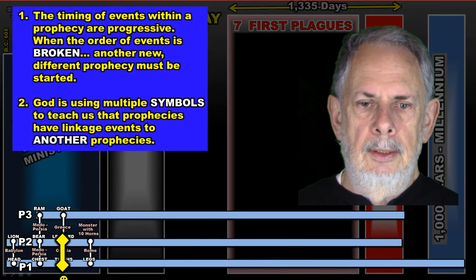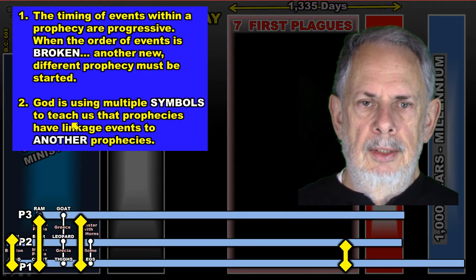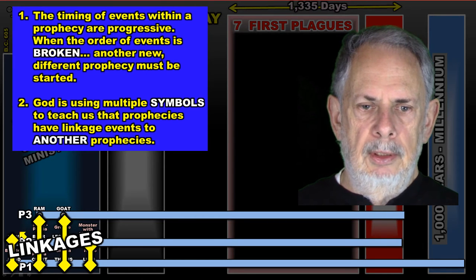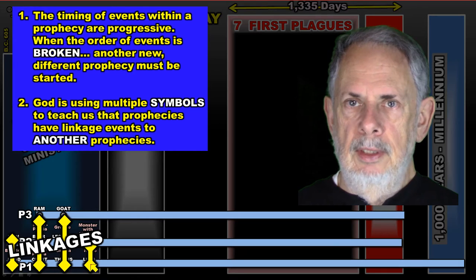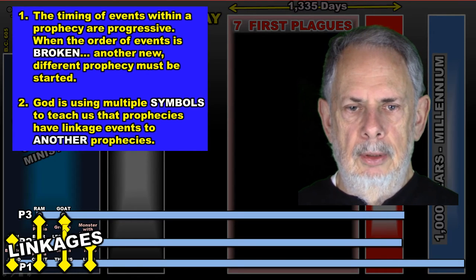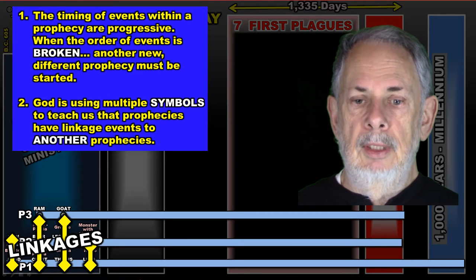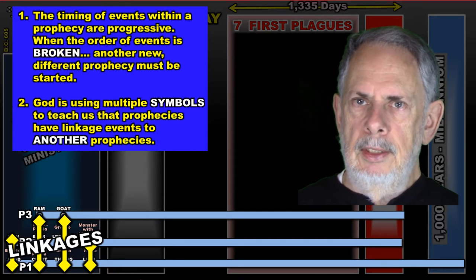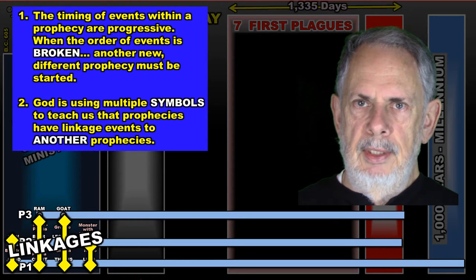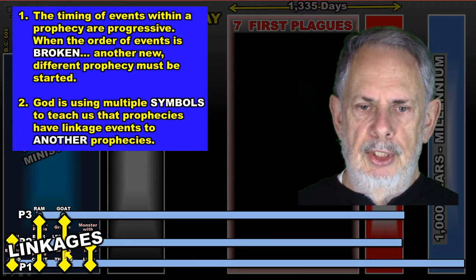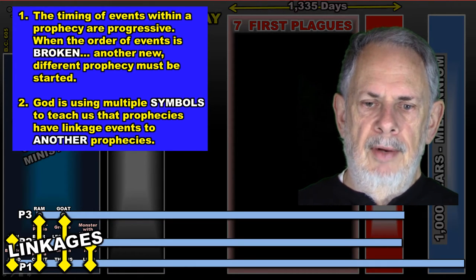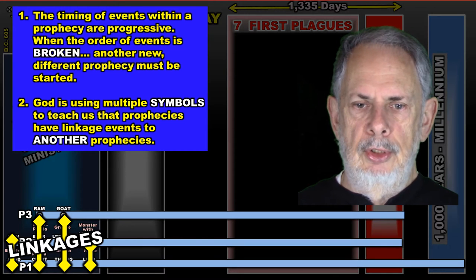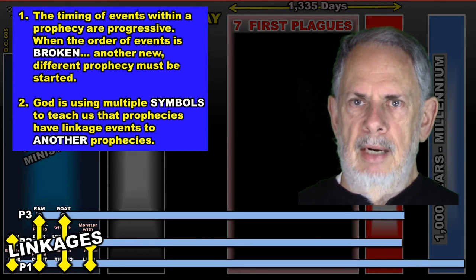All right, the second thing we learned is that God uses multiple symbols in various prophecies to teach us that prophecies have linkage events to other prophecies. We clearly saw that the four metals in the first prophecy linked up to four animals, and the second and the third one linked up to the ram and the goat. So this was pretty interesting, I thought. God is taking us along step by step, showing us how to interpret the prophecies that he's put in Daniel and Revelation. This idea of linkages is very, very important, and we'll find out that this will allow us to determine the time frame that the other prophecies should synchronize with the prior and future prophecies.